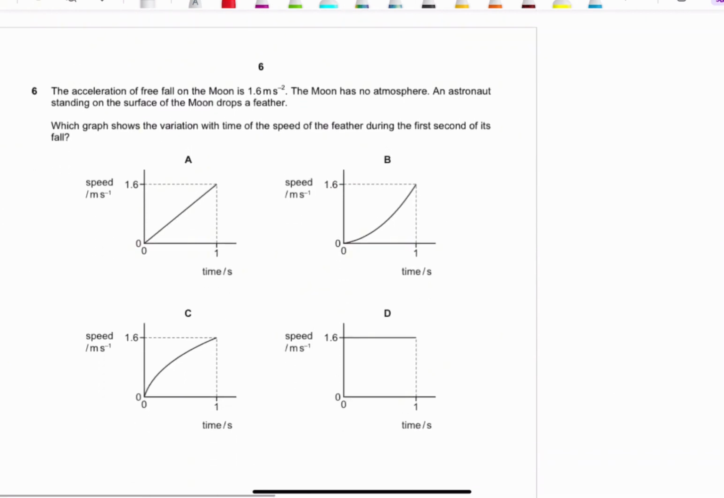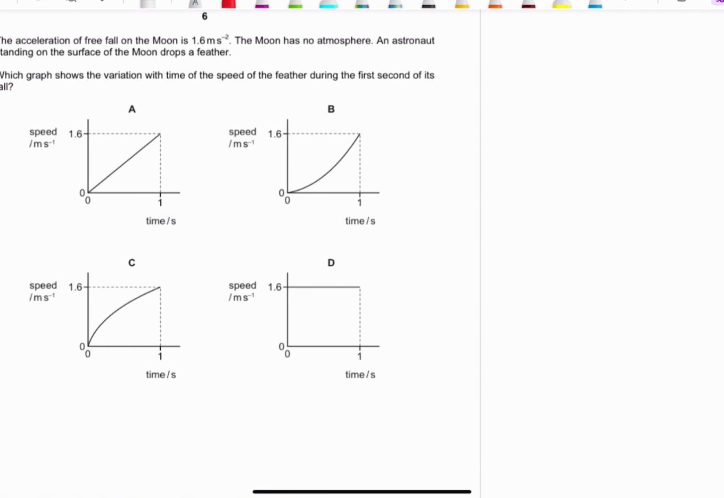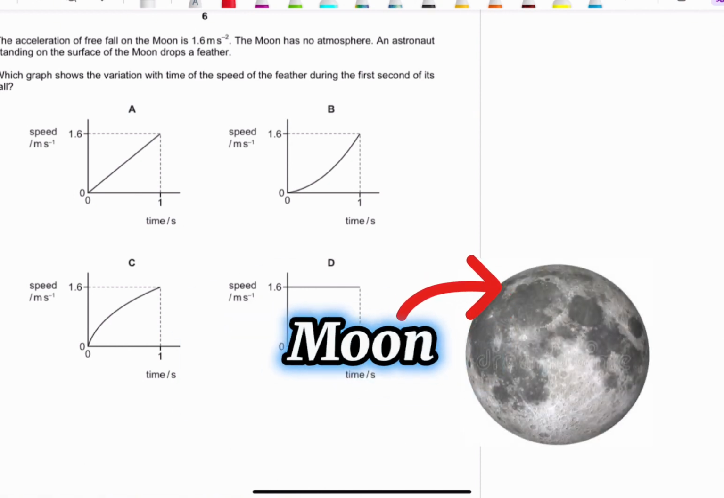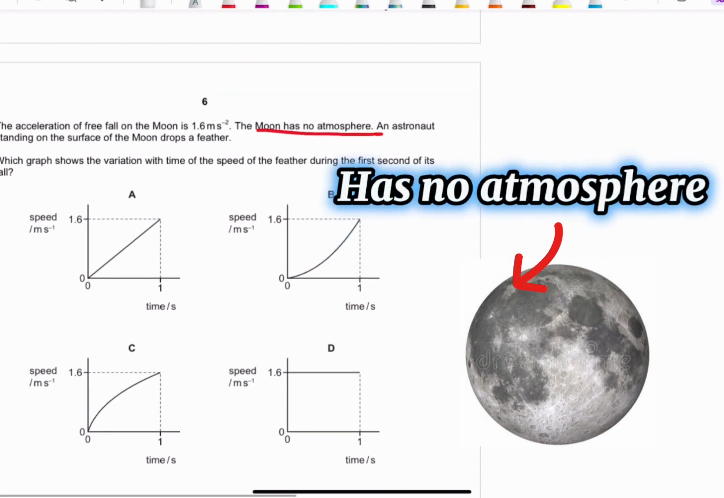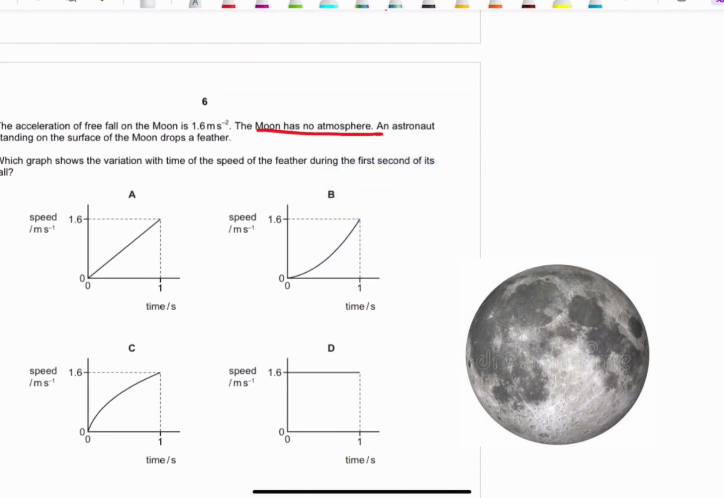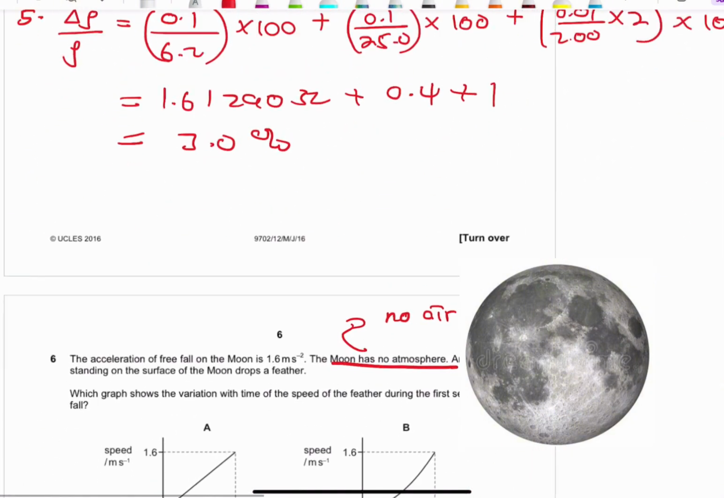Move on to question number 6. I've been given the acceleration of free fall on the moon. So we go to the moon, and whenever you drop something, it's going to accelerate at 1.6 meters per second squared. Now we've been told the moon has no atmosphere. Do you know what this means? It means that there is no air resistance. No air resistance present on the moon.